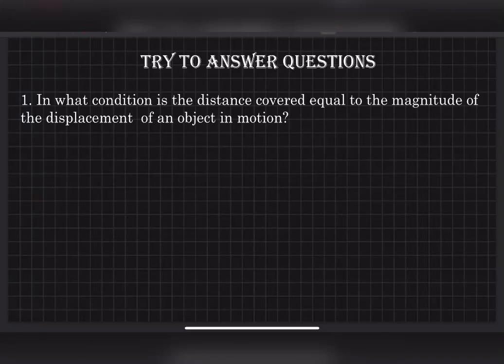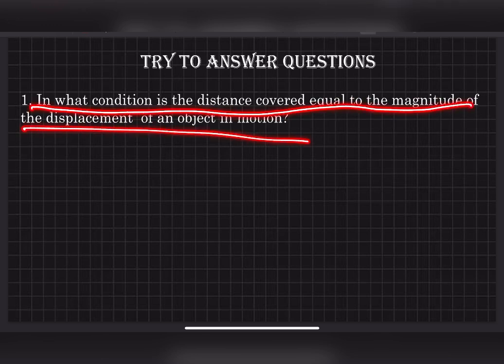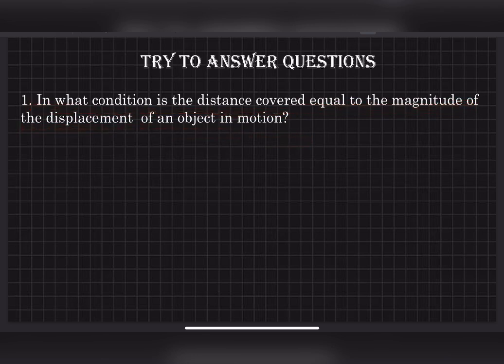So let us try answering some questions. We have reached page number 86. Try to answer the following questions. Question number 1 says: in which condition is the distance covered equal to the magnitude of the displacement of an object in motion?